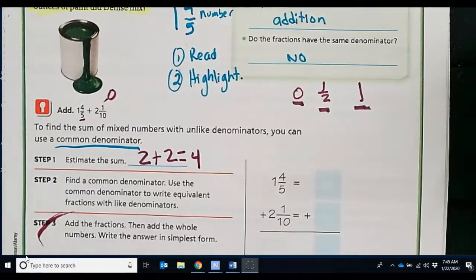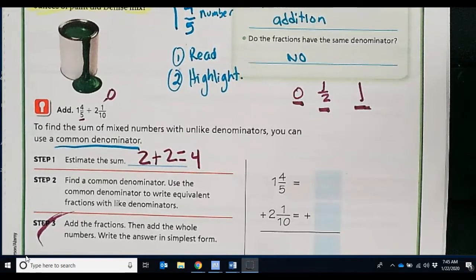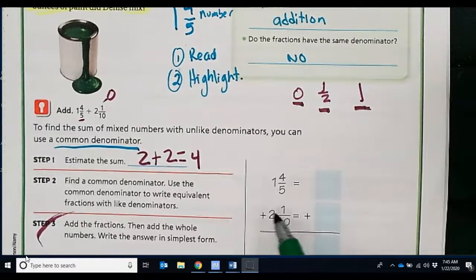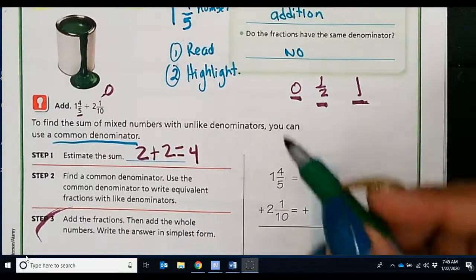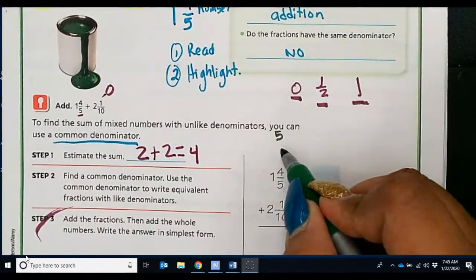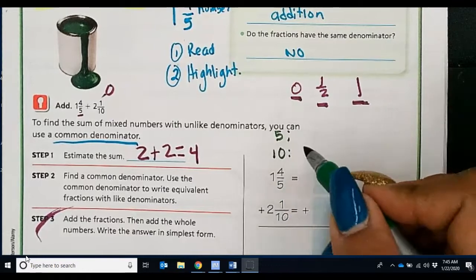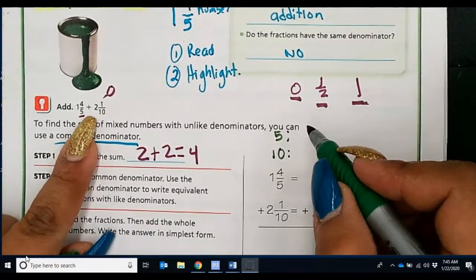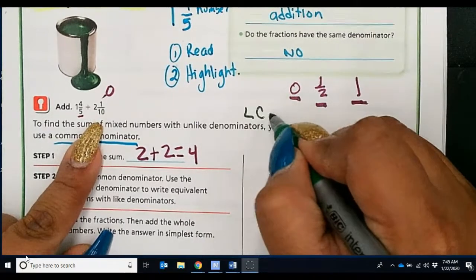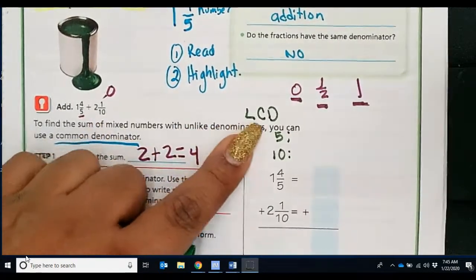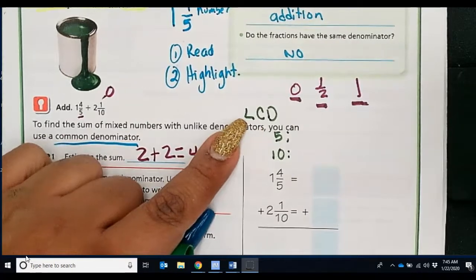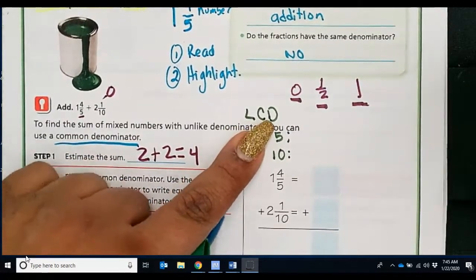Step number 2. Oops. Find a common denominator. Use the common denominator to write equivalent fractions with like denominators. So now, what we're going to do is find the equivalent fractions of these whole numbers. And so remember, our strategy to do that is that you want to write the multiples of both denominators and find the least common denominator. I'm writing LCD, an abbreviation for least common denominator.